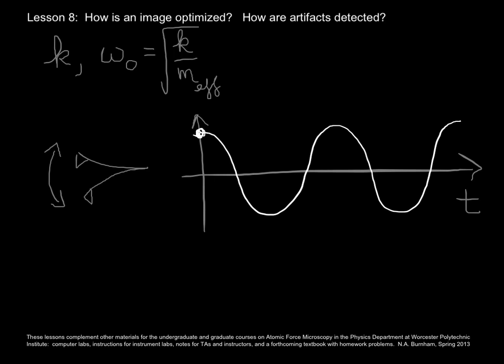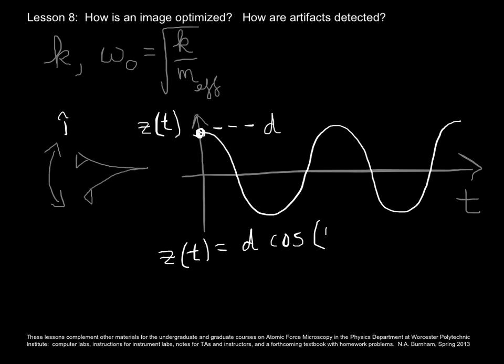And if we take this point here as the amplitude, let's call that d, as in the set point deflection. The y-axis will be this direction, and that will be z of t. For this equation, then, we've got z of t is equal to the set point deflection d times the cosine of the resonant frequency times the time.